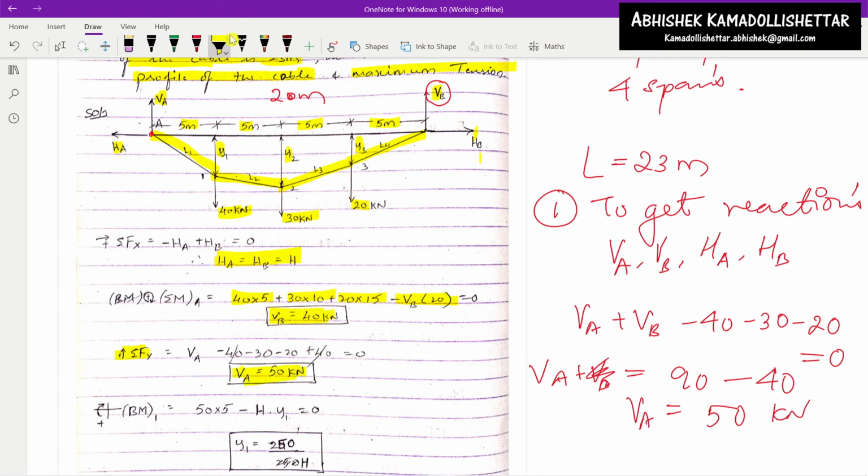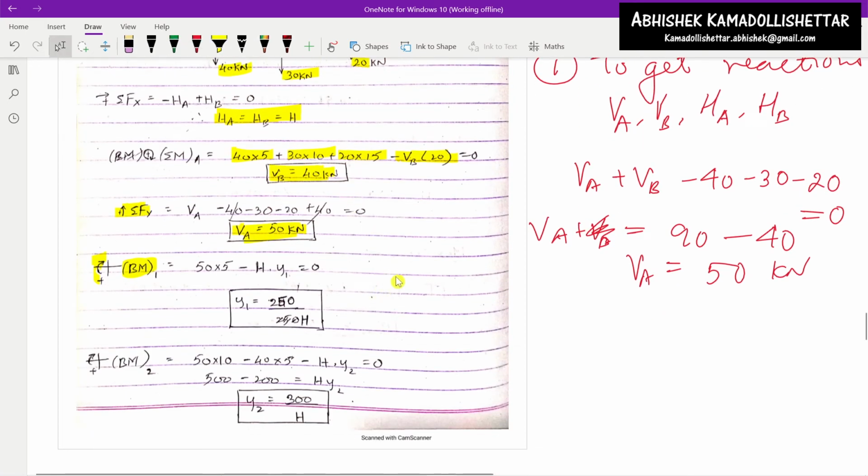Now the bending moment at location 1. Taking the left side, clockwise positive. You have the reaction VA, which is 50, into 5, minus H into y1, equal to 0. So now what is y1? y1 will be 250 divided by H.